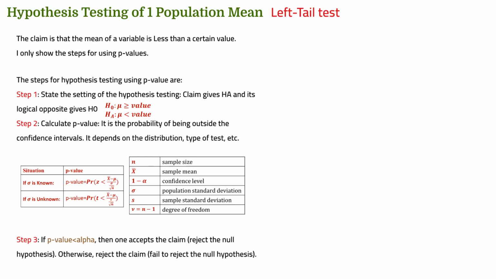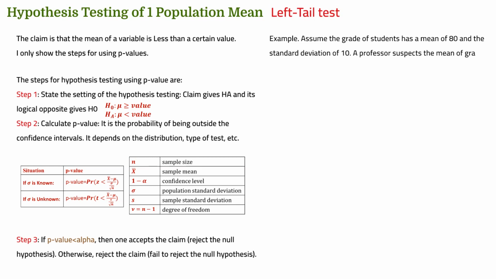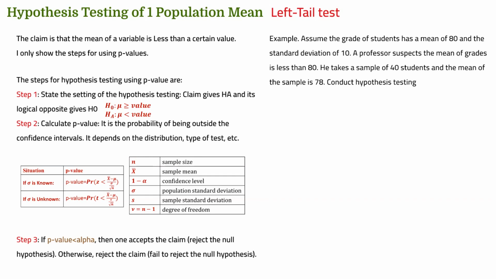Still on the left tail test, I showed you the steps, mu less, because the claim is about the mu being less, and the calculation of the p-value there is also less. Example: assume the grade of a student has a mean of 80 and a standard deviation of 10. A professor suspects the mean of grades is less than 80. He takes a sample of 40 students and the mean of the sample is 78. Conduct a hypothesis test to determine if the professor is right in his claim. Assume the confidence level is 99%.